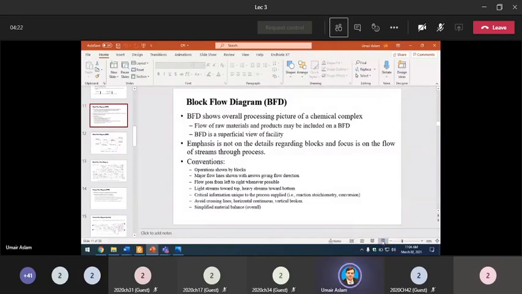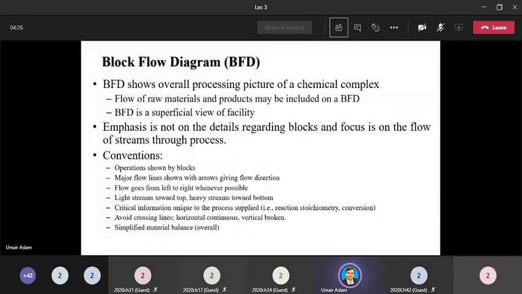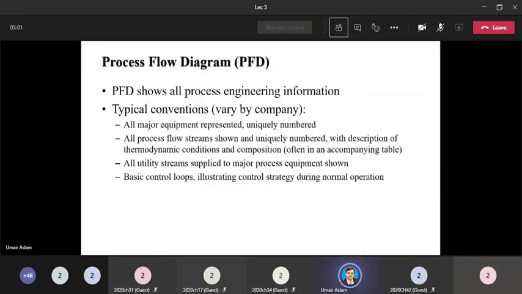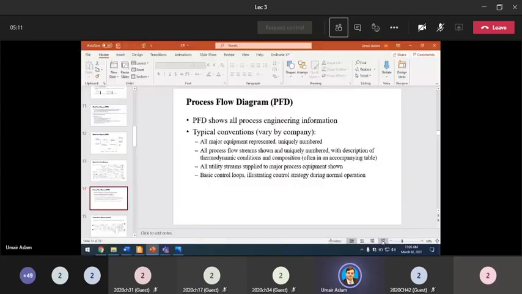So basically, we were studying the chemical process flow diagram. And under this umbrella, we discussed the block flow diagram and process flow diagram. I will quickly wrap up the intro of these diagrams. BFD basically is the simplest form of a process diagram, and major operations in a chemical process are represented by blocks, while PFD in comparison to BFD shows more information on the diagram. Let me start the recording first.